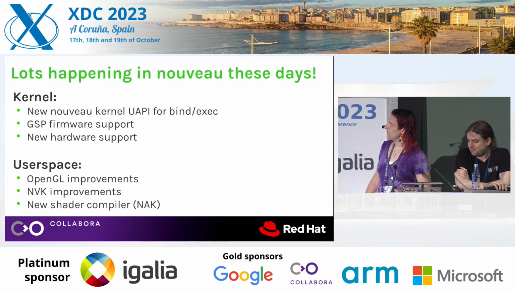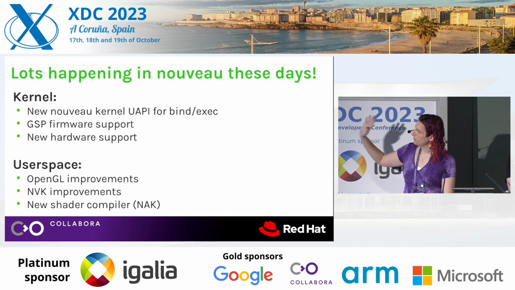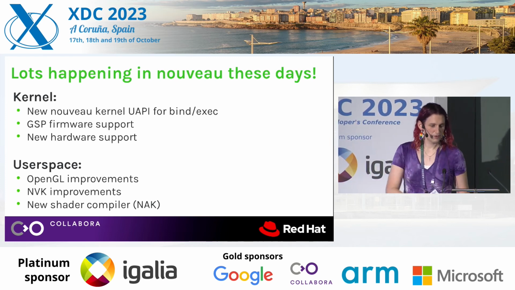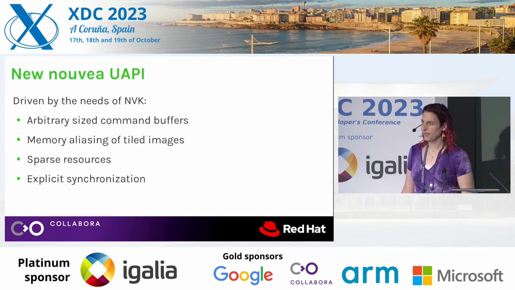Quick overall overview, we've got some kernel stuff that's been happening, new UAPI, GSP firmware, hardware support, we've got a bunch of user space stuff that's been happening, and we're going to try and go through all of it today. All right, so we'll start off with the kernel.